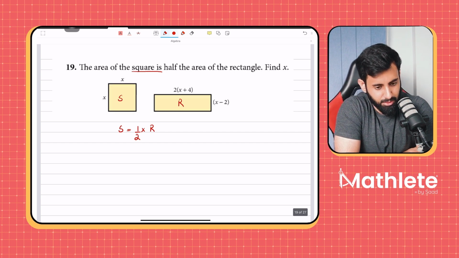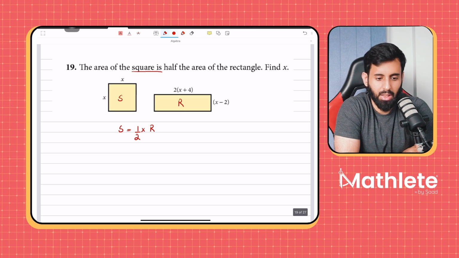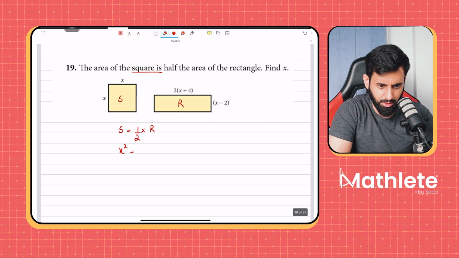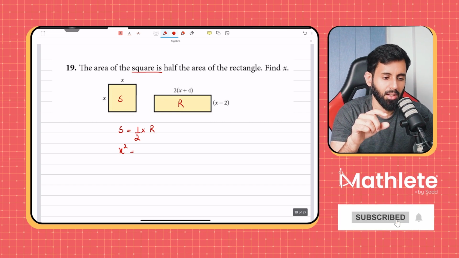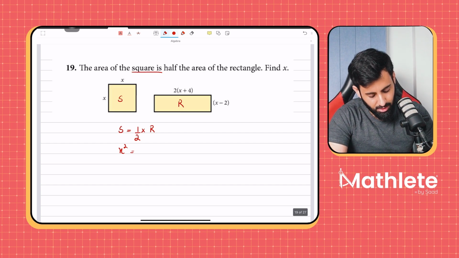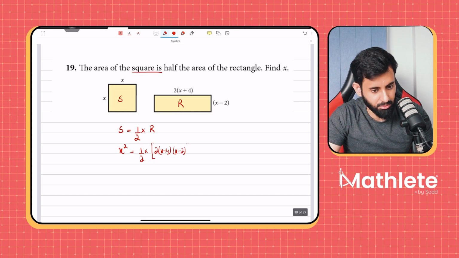Now, how do we find out the area of square? X squared, that's it. Yes, Tanzil, what you're saying is also correct. What you've done is you basically doubled the area of the rectangle, which means now it's equal to the area of the square. That's also perfectly all right. Equals half into area of rectangle. Now, how do we find out the area of this particular rectangle? That means 2 into x plus 4, multiplied by x minus 2. So it's length into width.